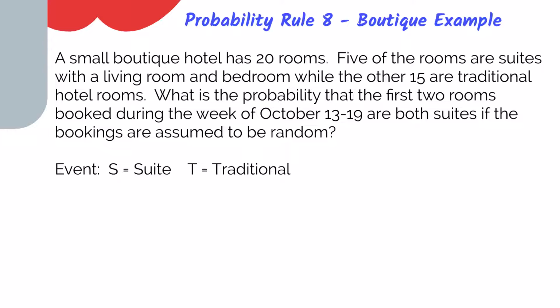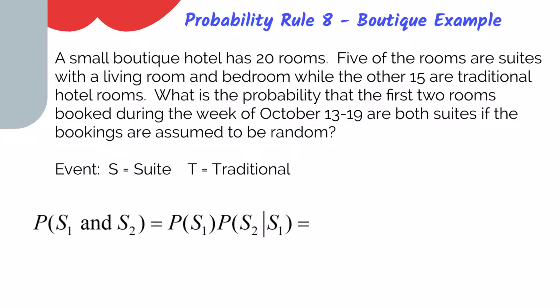So we use S to represent suite and T to represent traditional room. In this case, we only care about the suites themselves, and we want to find the probability that our 2 rooms that are booked will be suites. With our formula, we first take the probability of getting a suite twice. Since there are 5 suites out of the 20 possible rooms, we take 5 and divide by 20, and that gives us the probability of our first room.